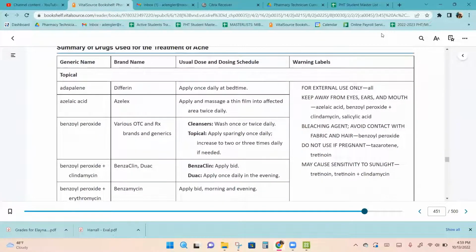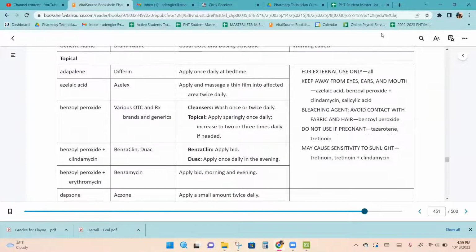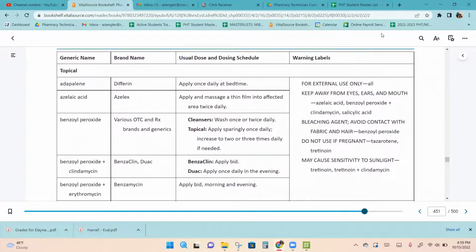Keep away from eyes and mouth, which makes sense. You don't want to get those creams or gels or ointments into your mouth. All of these should be applied externally. Benzoyl peroxide is considered a bleaching agent, so you should avoid contact with fabric and hair, which is a good one to let your patients know, but not counsel them on that. Do not use if pregnant.